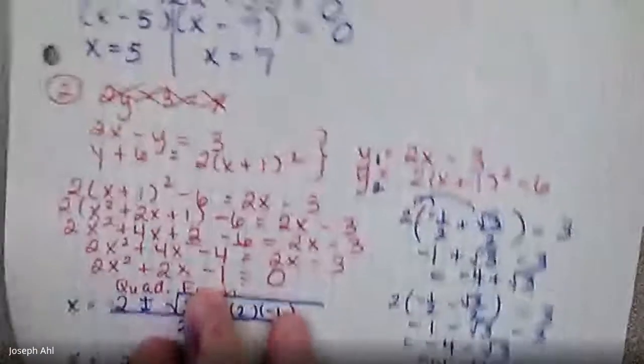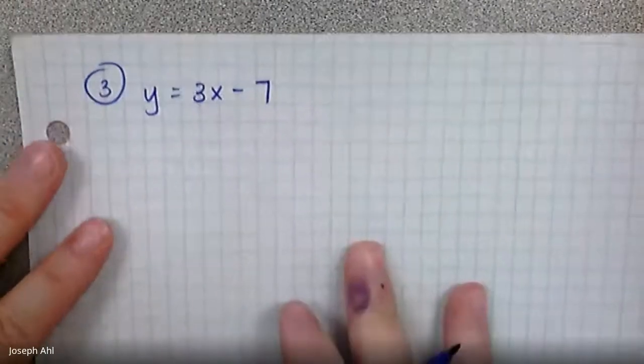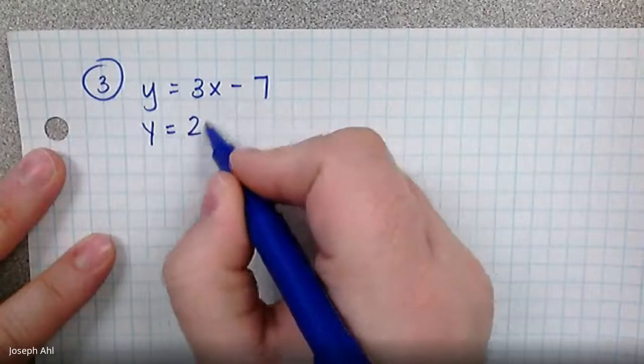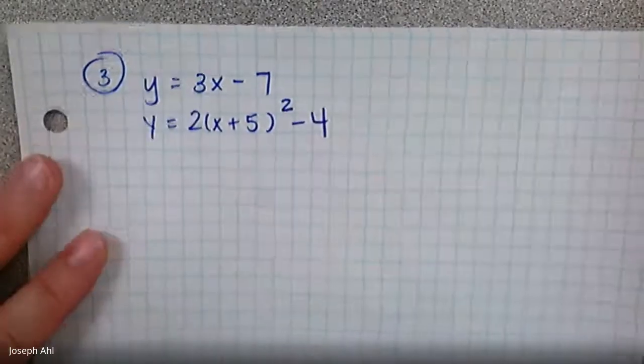Okay, I've got one more to do with you. You're going to like the last one, I promise. If you didn't like that one, you're going to like number 3. All right, so for number 3, let's take a look at y equals 3x minus 7 and y equals 2 times the quantity x plus 5 squared minus 4.